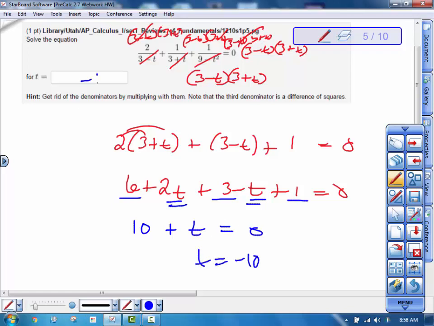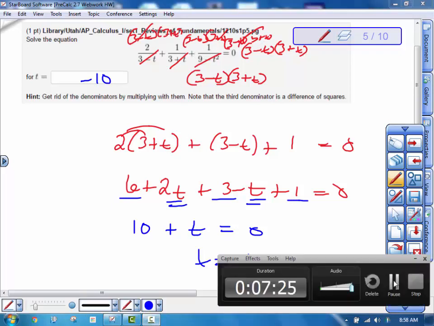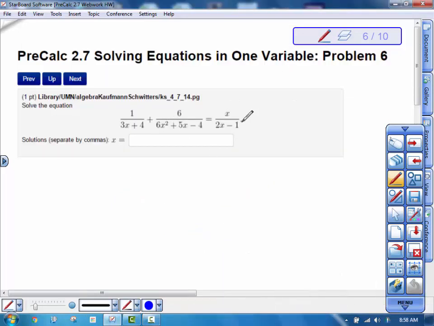And you want to try that to make sure that it works in here. This should be the solution if you plug it in. All right, here's one that's a little bit more difficult. And we're going to need to factor this bottom.